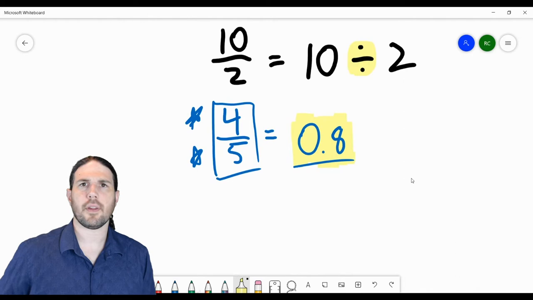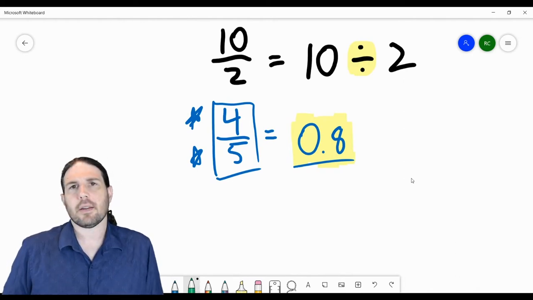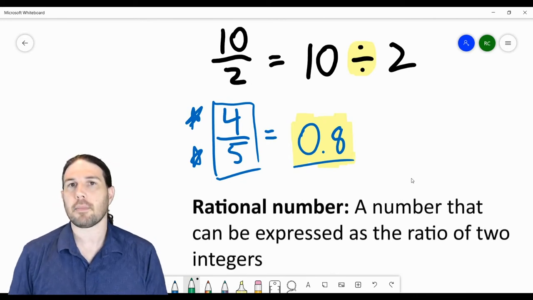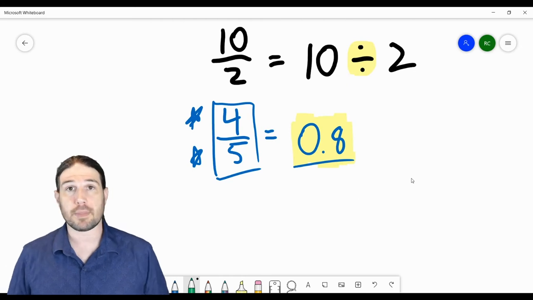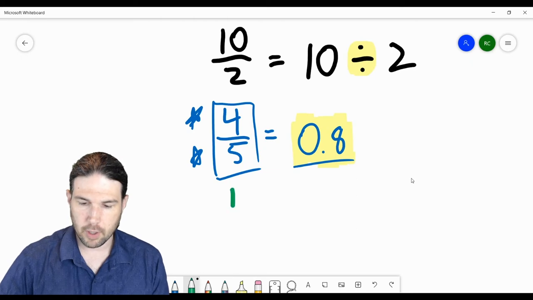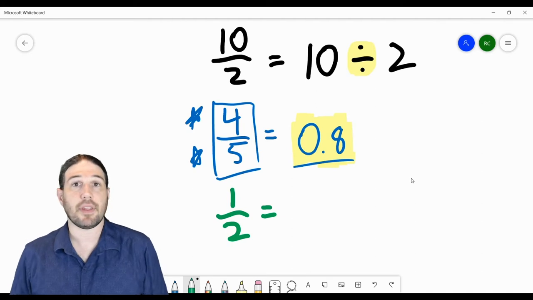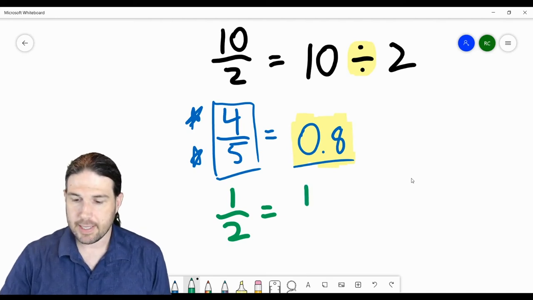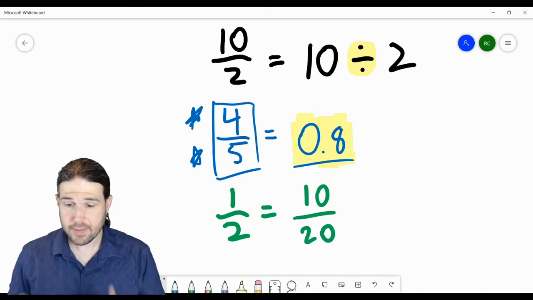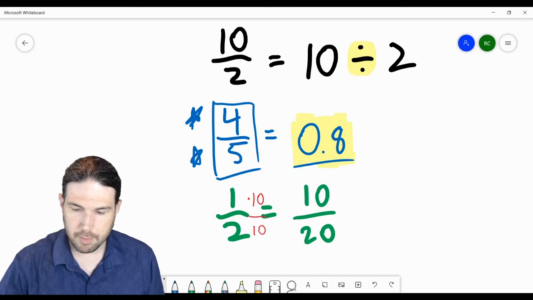The last thing that we learned in our video was that any rational number, we learned the definition of rational number, has many different forms it can take, right? So for example, if I had the number 1/2, well, that's the same thing as, say, 10 over 20. And to get that, I would take this 1/2 and I would multiply the top by 10, and I would multiply the bottom by 10.